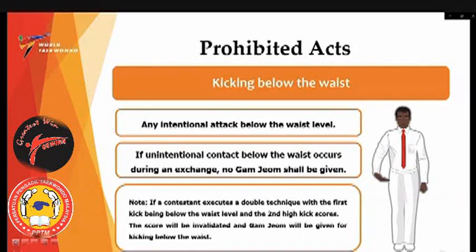If a contestant does a double technique, let's say the first kick hits below the trunk level, below the PSS, below the waist level, and the second kick goes higher to the body or to the head and it scores, then the gamjan is given for kicking below the waist, and the points that were scored after would be invalidated.